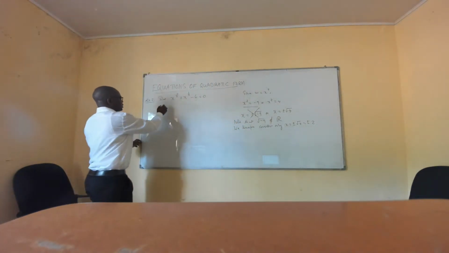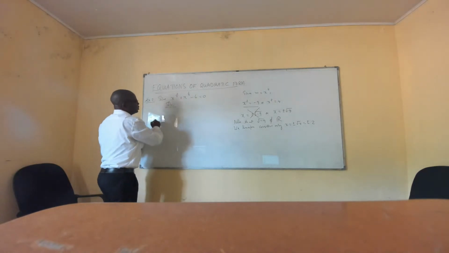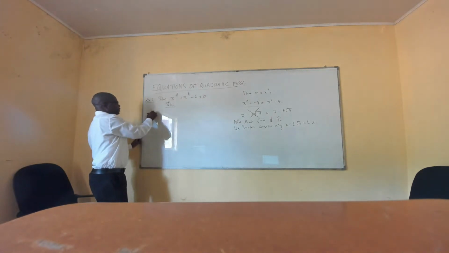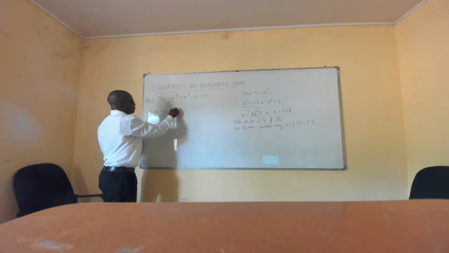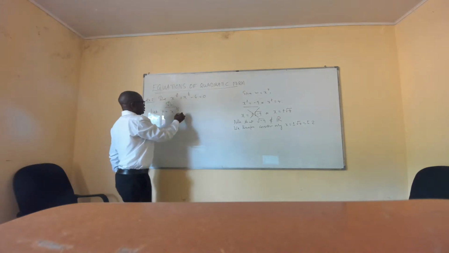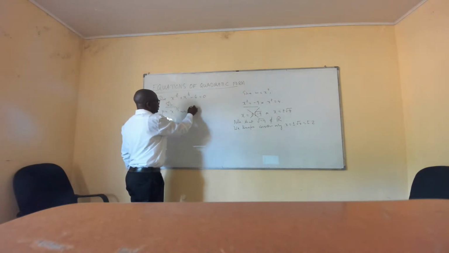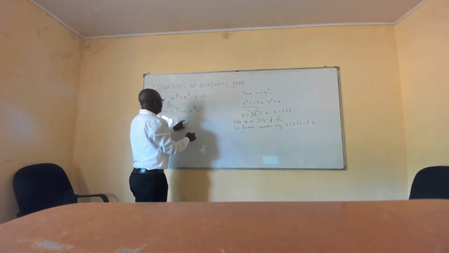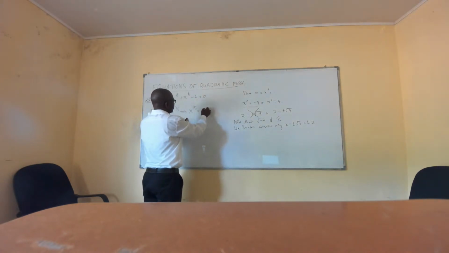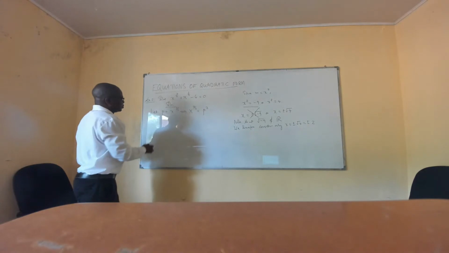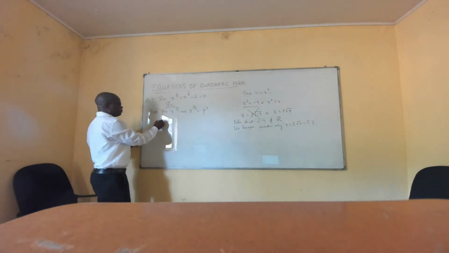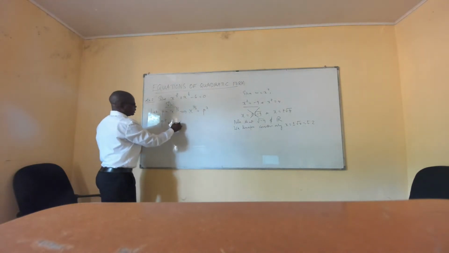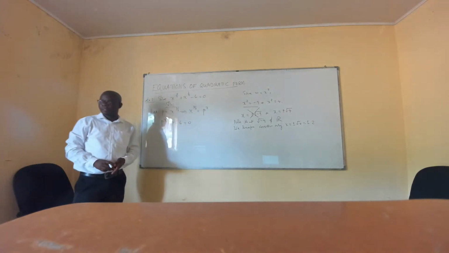Again, let p be x to the power 1 over 3, then x to the power 2 over 3 is going to be p squared. So therefore, we have p squared plus p minus 6 equal to 0.